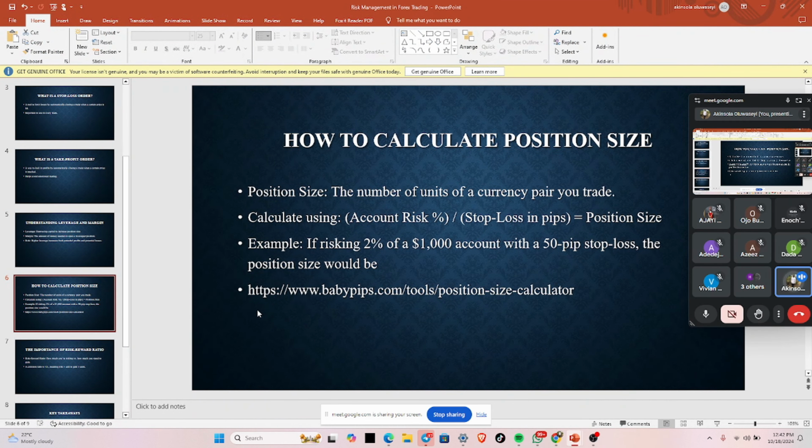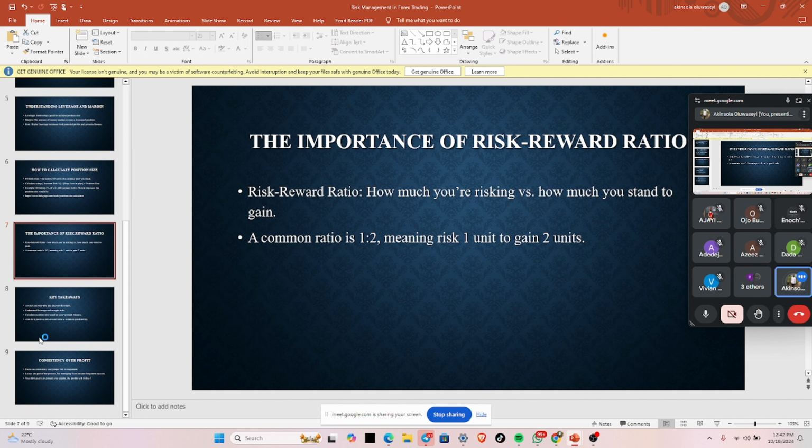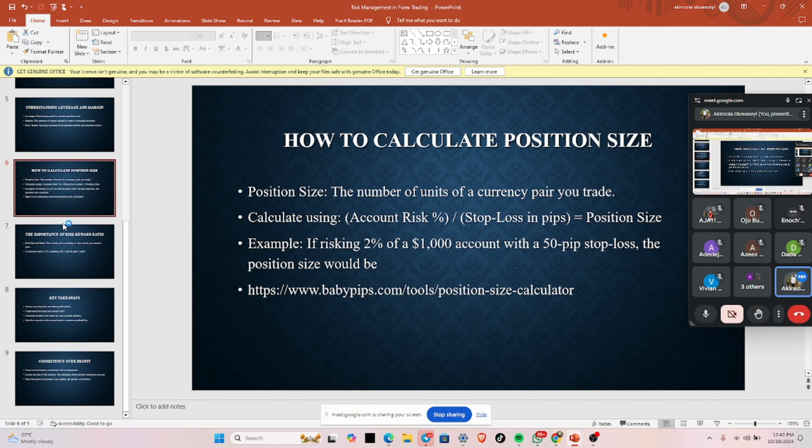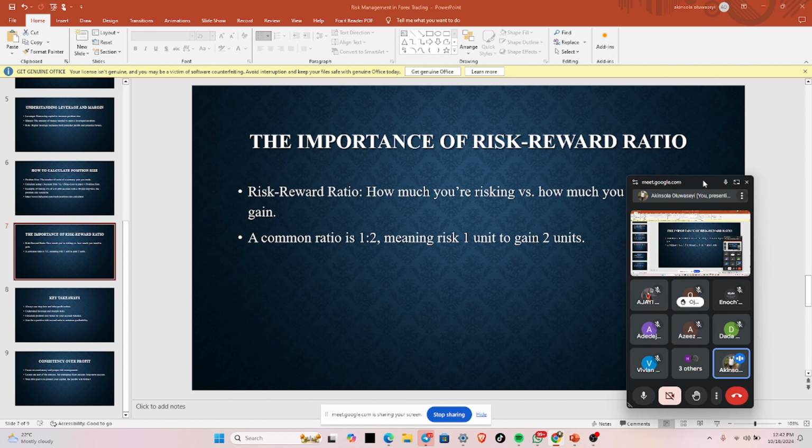So next on the list, this is the website here. I have it inside the PDF already. Go through the PDF again and read accordingly. Next on the line, I have the importance of risk to reward ratio itself.